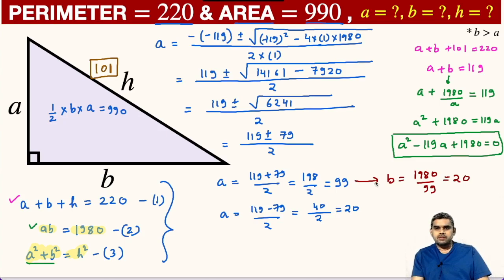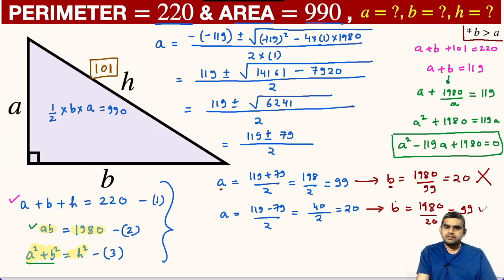This is not possible because the value of b is less than the value of a. But in the question, it is explicitly mentioned that b must be greater than a. So we will reject this possibility. We will take a equal to 20, and from here we will get b equals 1980 upon 20. So this will be 99. So here b is greater than a, so we will accept this value. So finally, we have found h is equal to 101, b equals 99, and a equal to 20.